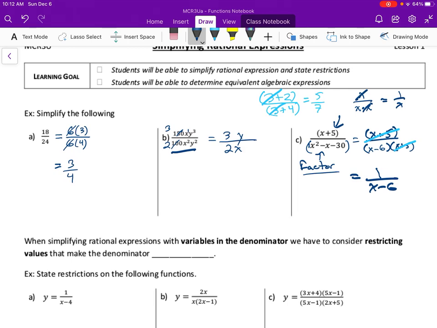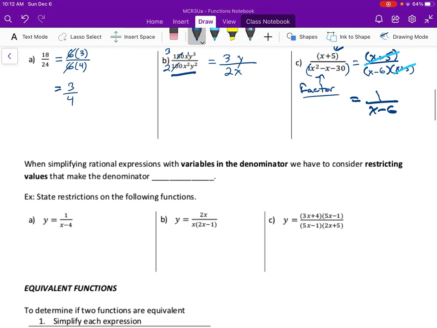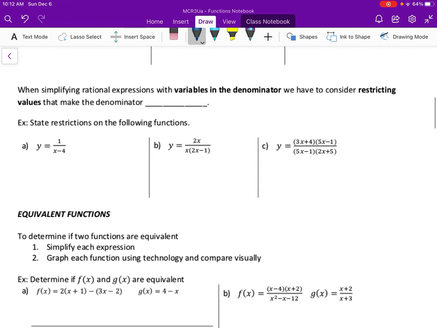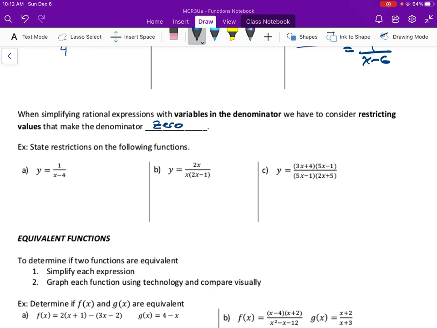And then there's a couple other things that go along with this. So one thing in math is that if we just scroll down a little bit, it says when you're simplifying rational expressions with variables in the denominator, we have to consider restricting values that make the denominator equal to 0. So for example, I can't have my denominator equal to 0 because let's say I just have something like this, 1 over x. I can't divide by 0, and we saw this in the last unit. If I have 1 over 0, this just gives me an error on my calculator, and the reason is because you can't divide by 0. It just doesn't make sense.